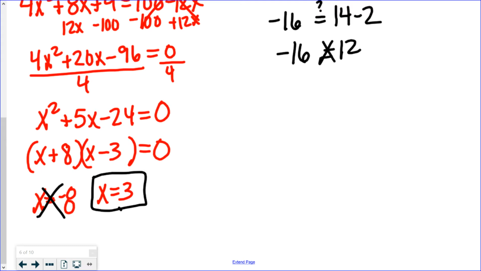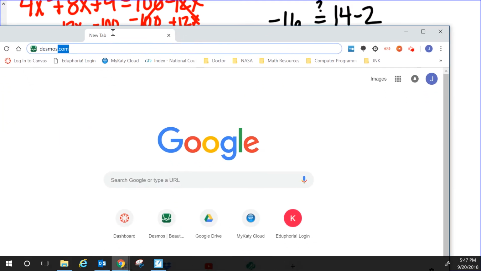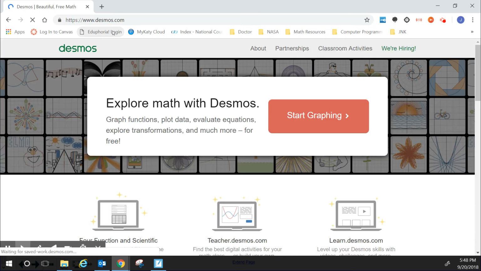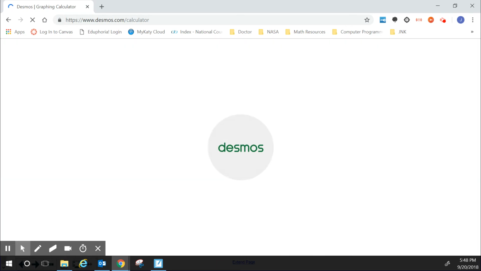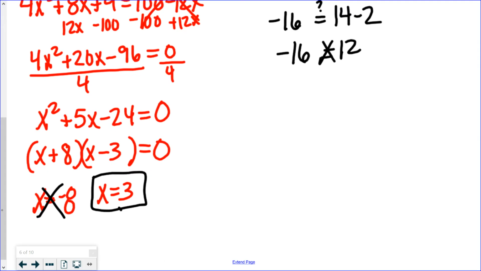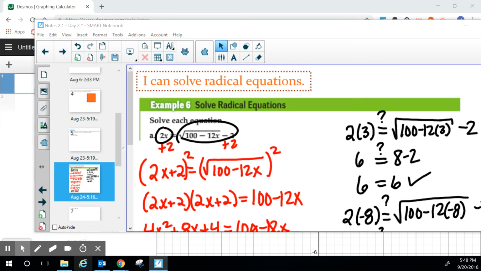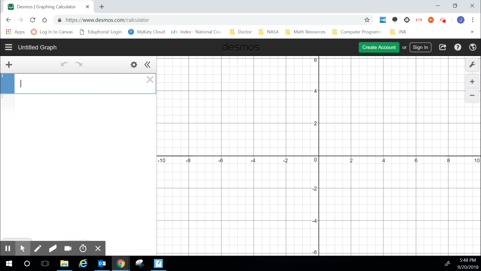I'm going to plug it into Desmos here for you. And we'll talk about how we can see if it's true or not. So what we are trying to look at is we're going to graph this and see if what we came up with is true. By graphing it, we're going to graph the left-hand side and see where it intersects the right-hand side. From our calculations, it should intersect at 3, but not at negative 8. So on the left-hand side, we have 2x.